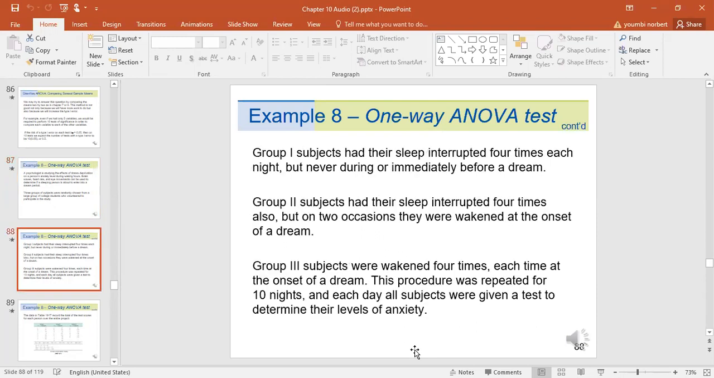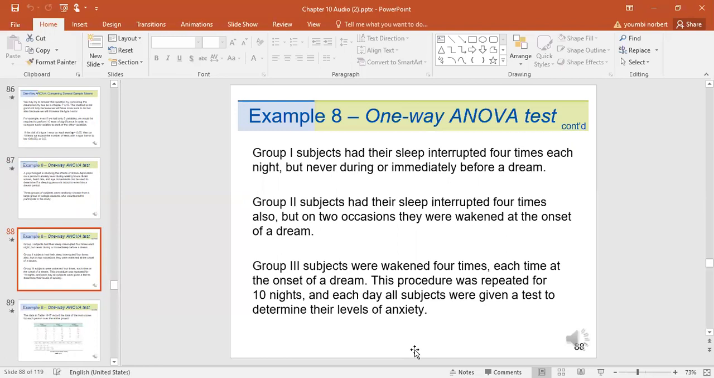The group 1 subjects had their sleep interrupted 4 times each night, but never during or immediately before a dream. This is going to classify them into levels of sleep deprivation. In group 2, subjects had their sleep interrupted 4 times also, but on 2 occasions they were wakened at the onset of a dream. And in group 3, subjects were wakened 4 times, each time at the onset of a dream.